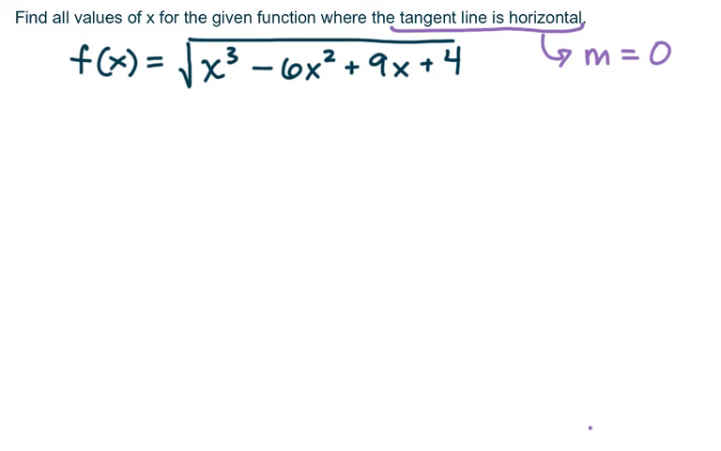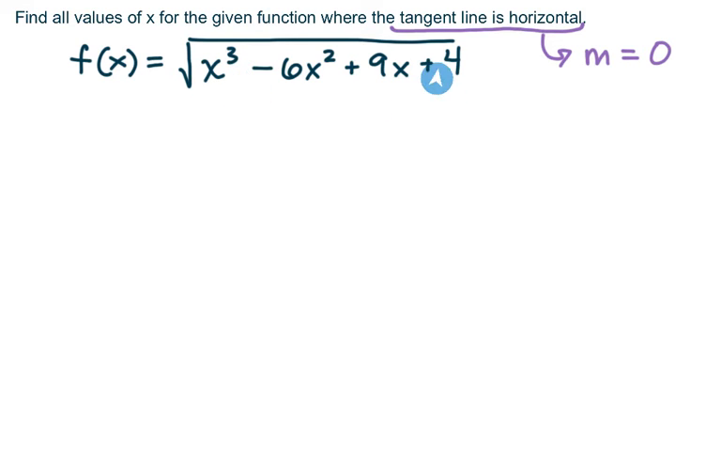Remember, derivative represents the slope. So we need to find the derivative, and then we're going to say, well, where is the derivative or the slope equal to 0? And that is going to give us our x values. So let's find the derivative.